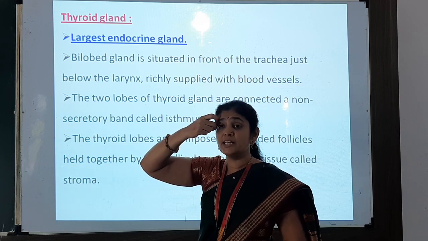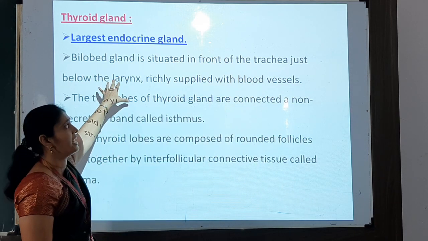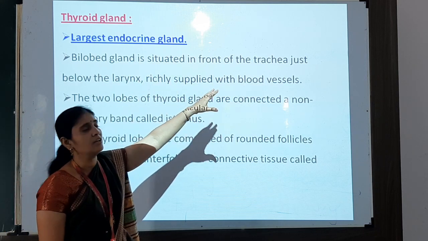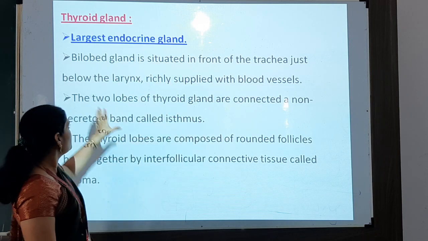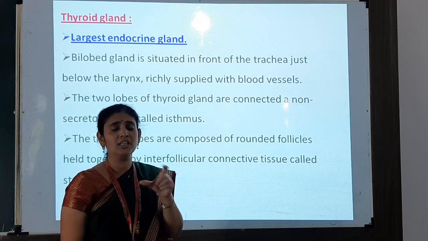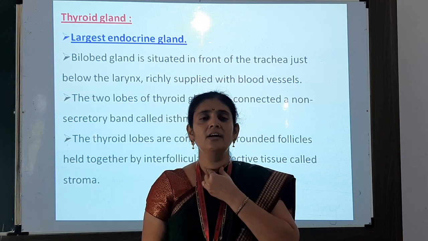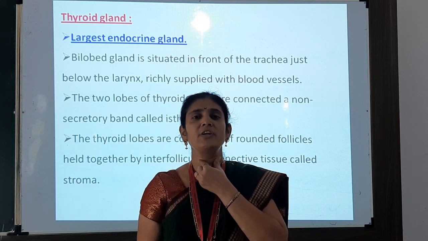This thyroid gland is made up of bilobar mass, or it is a bilobar gland which is situated in front of the trachea, just below the larynx, and it is richly supplied with blood vessels. Thus the thyroid gland is below the larynx, above the trachea. Here is the location of the thyroid gland we can see.